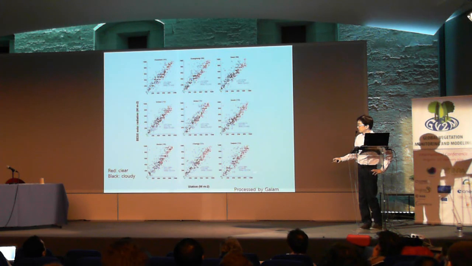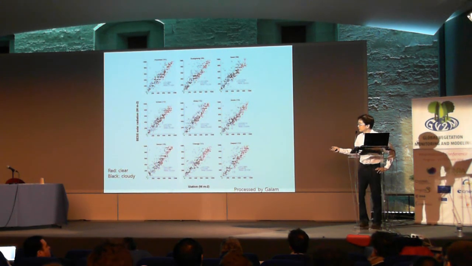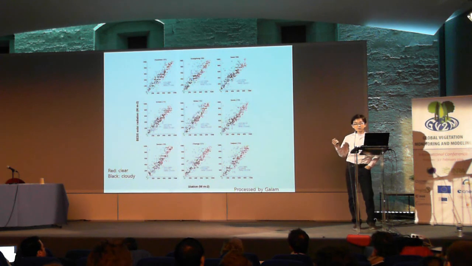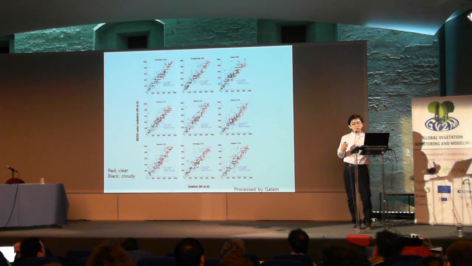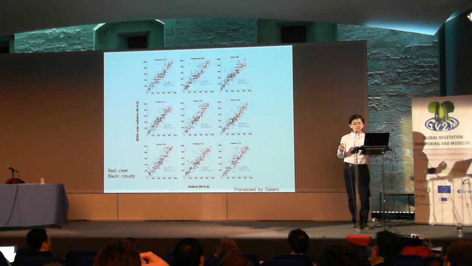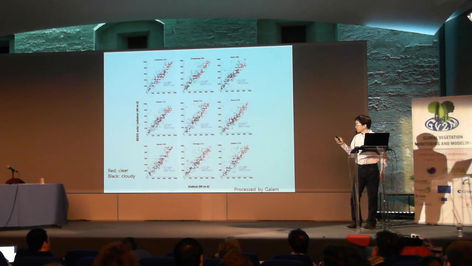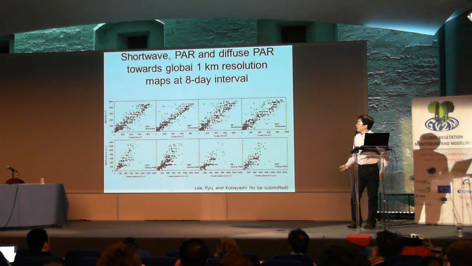This is one example. Here, the x-axis is the station data, the y-axis is my model, red is clear sky, and black is cloudy sky. So overall, it looks not that bad. So it is well possible to make a map of solar radiation under any sky conditions, including cloudy or sunny or whatever. So it is now possible.